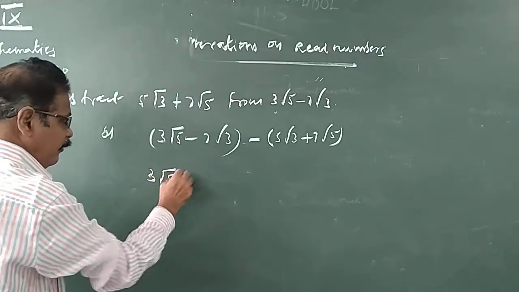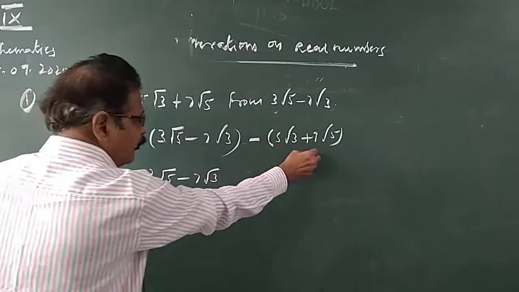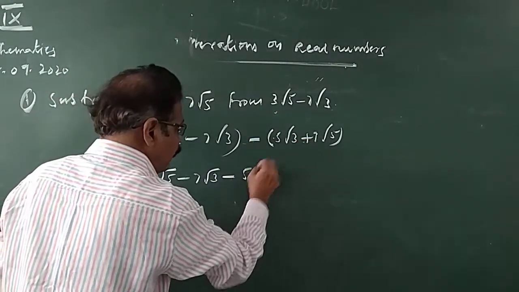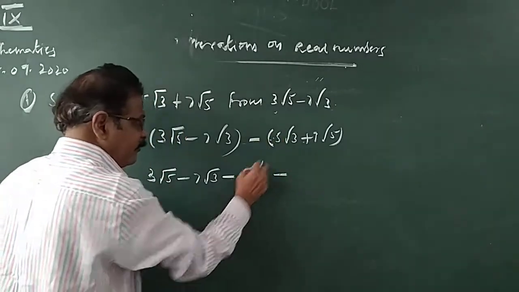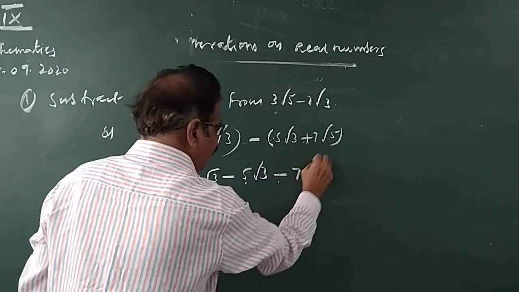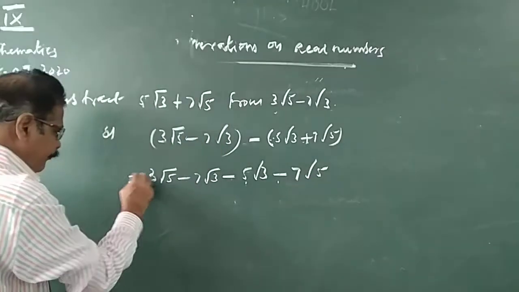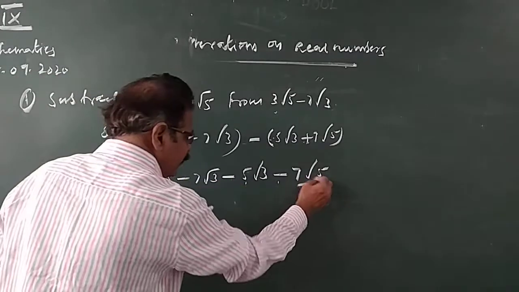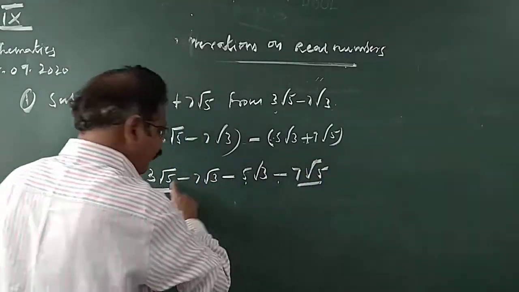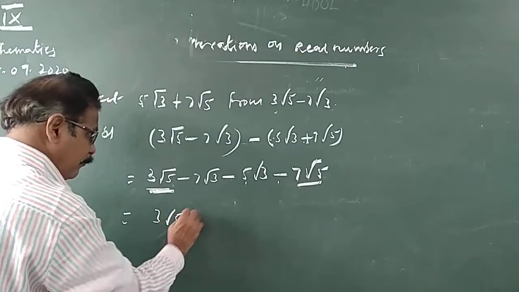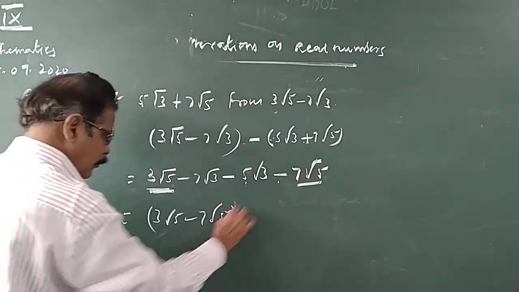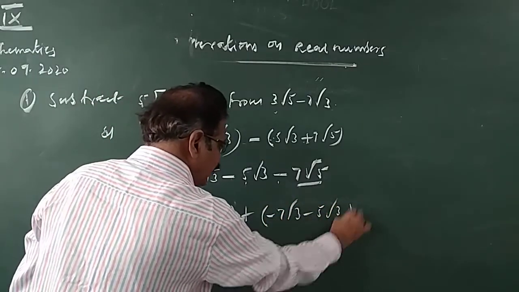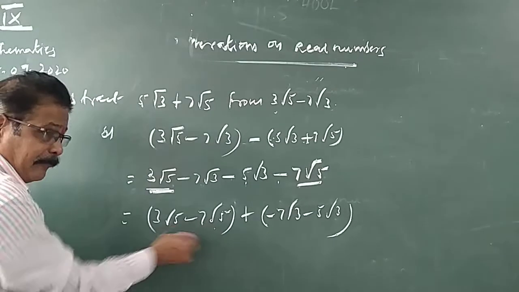So 3 root 5 minus 7 root 3, before this the sign minus is there. Minus into plus is minus, so minus 5 root 3, minus 7 root 5. Here these are like terms. We group them. Why are they like? Same irrational numbers, root 5, root 5. 3 root 5 minus 7 root 5, plus minus 7 root 3 minus 5 root 3. Same irrational numbers, we group them.